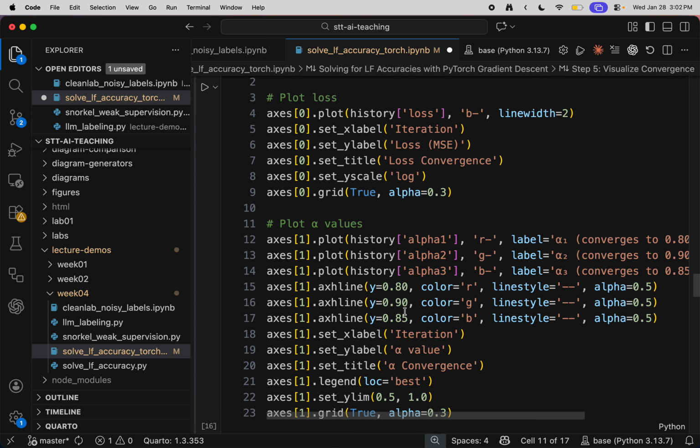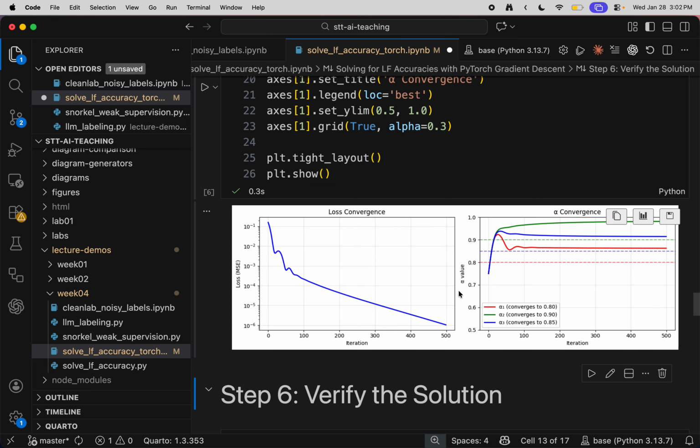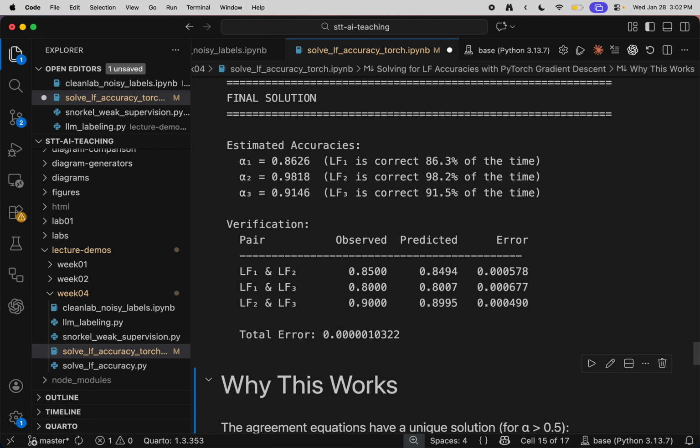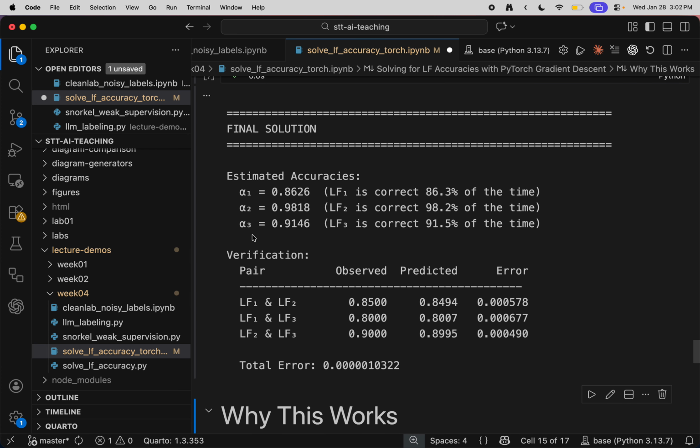And if I run this over several iterations, I will see that I am able to learn these. LF1, LF2 agreement was 0.85 with my chosen alpha 1, alpha 2, alpha 3, which is 0.86, 0.98 and 0.91. The predicted agreement between them is almost 0.85. This should have been 0.8, this is 0.88007, this should have been 0.90, this is 0.8995. But through this procedure, importantly, I have been able to learn alpha 1, alpha 2, alpha 3, which is what I was trying to do.